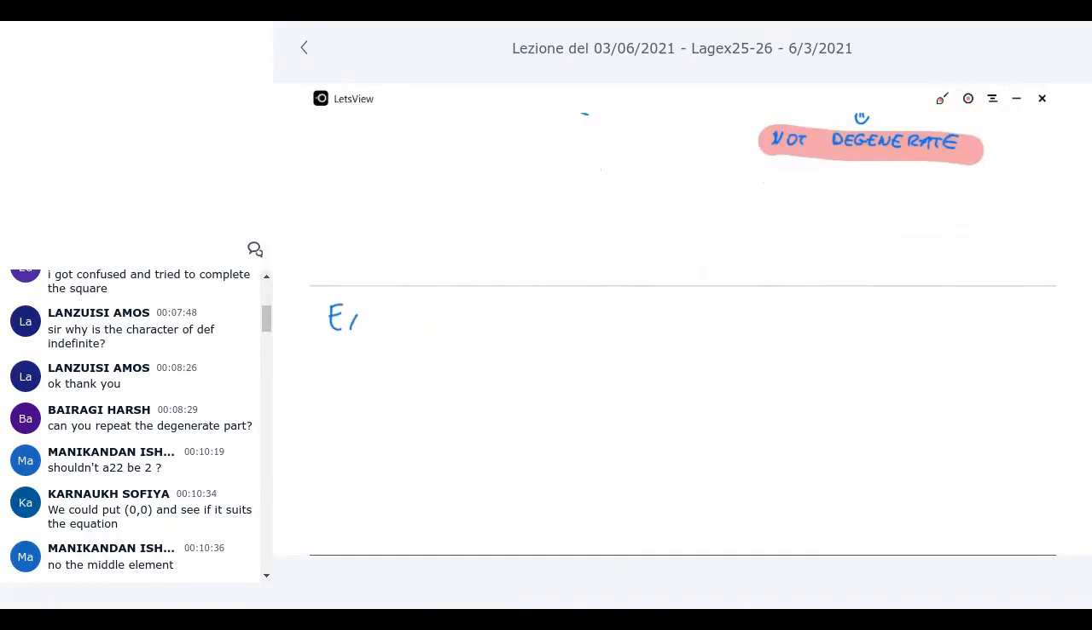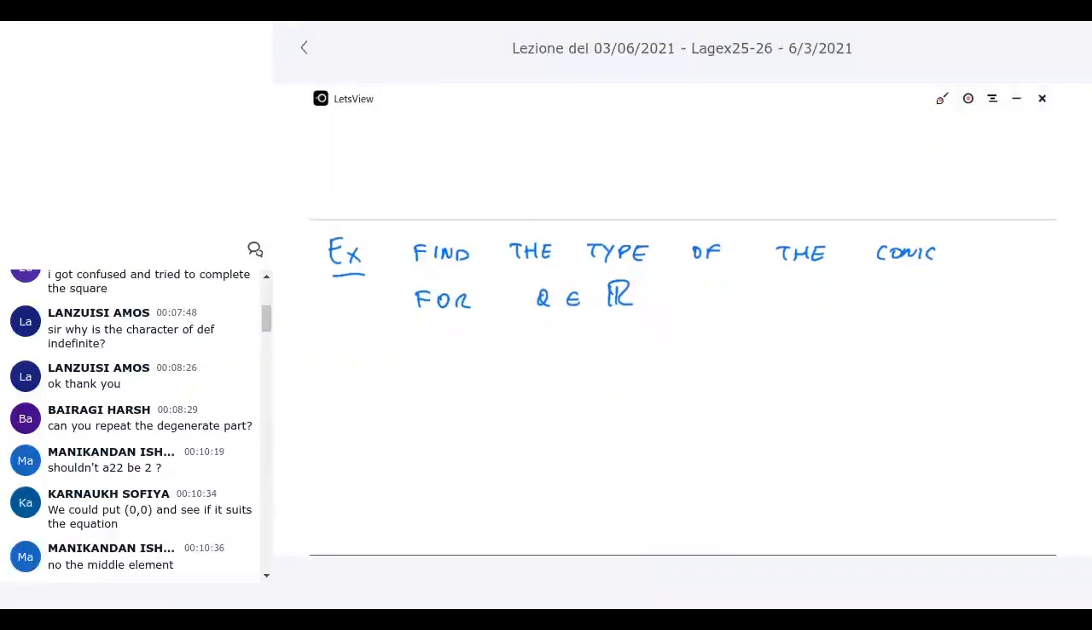Okay, so let's see another possible kind of exercise we have to do. So find the type of the conic for a in R. And the conic we want to study depends on this real parameter, and is the following. So it is x squared plus 2y squared plus 2axy, say equal 1.